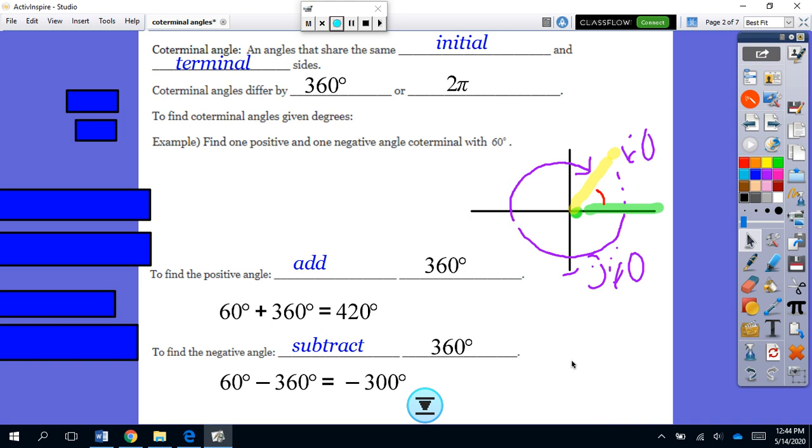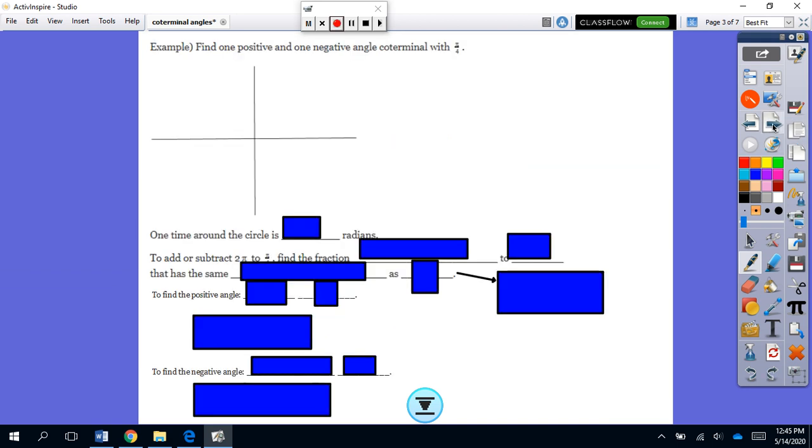So in other words, two angles that have the same terminal side would be 60 degrees and 420. Those are coterminal angles. And 60 degrees and negative 300 degrees are coterminal angles. So basically you're just going around more than once. Remember, from 0 to 360 is one time around. So anything more than that or minus that, you could find a coterminal angle by adding or subtracting 360. Now what if you get the angle in radians?